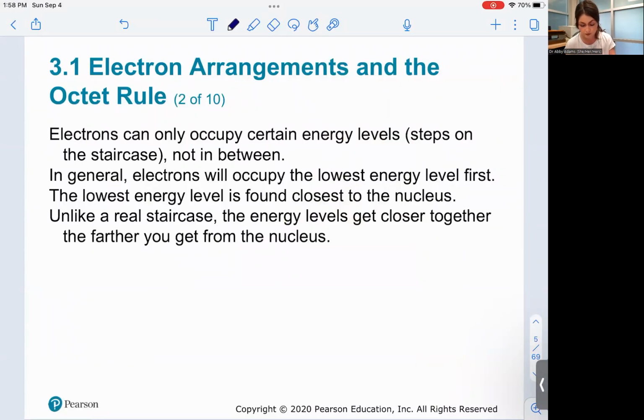Here's the text on this slide that goes over what I was talking about. The electrons are only going to occupy certain energy levels, or steps on that staircase. They cannot be in between the steps, in between those energy levels. They have to be on one of those steps. The electrons are going to occupy the lowest energy level first, the one closest to the nucleus. Think of that staircase: the base of the staircase is the nucleus, so they want to get as close as they can to the base first.